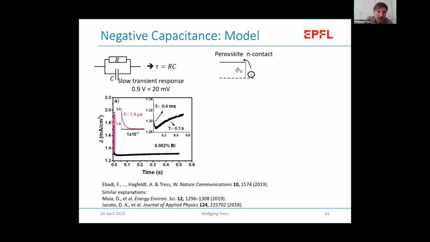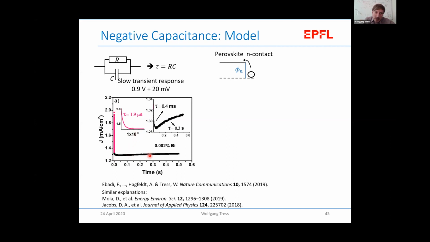And there you can see here a zoom into this initial state. You see the typical capacitive response, right? You apply a voltage, you expect a jump in the current, and then the capacitor gets charged and the current decreases and reaches its steady state value. And this happens here in the microsecond regime. So this is the standard capacitive response of the device.